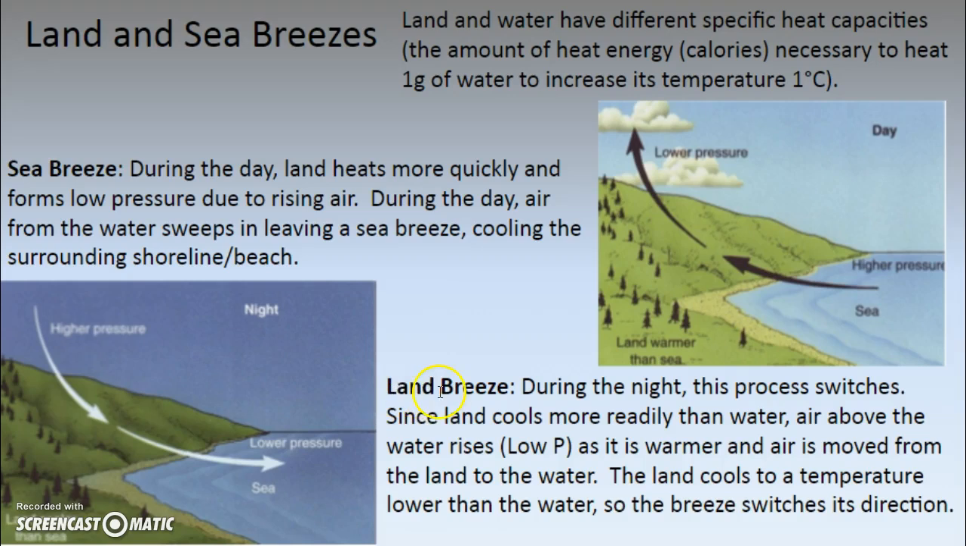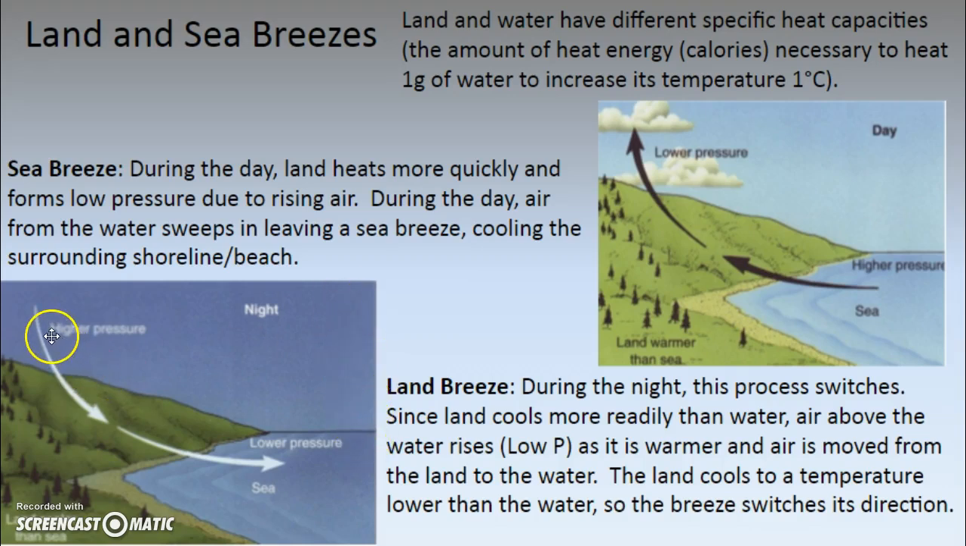But at night, everything switches. And this is called a land breeze. During the night, the process switches. Since the land cools more readily, or faster at a greater rate than the water, air above the water is going to be rising. Here's your lower pressure. The water temperature is going to be much more stable. So we actually create a temperature differential. So the air above the water is going to be rising. This is your low pressure.